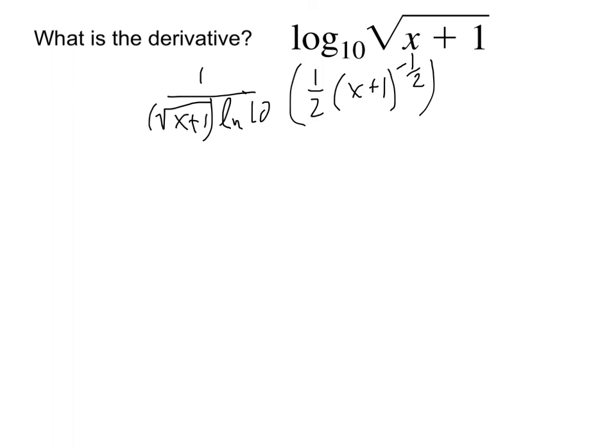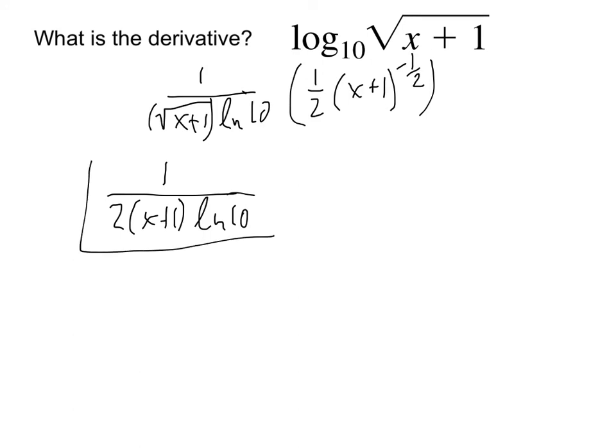So then this simplifies to 1 over 2, that's the 1/2. That power of negative 1/2 is the same thing as a square root in the denominator, where we've got another square root of x plus 1 in the denominator. If we multiply those two, it should just give us x plus 1 times the natural log of 10. If you want to, you can distribute that to both of those, but I'm just going to leave it like that.